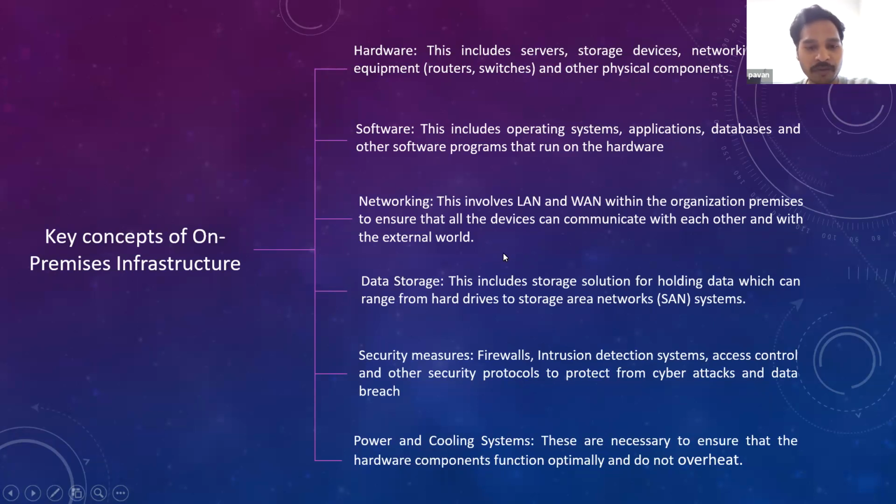And another important one is the power and cooling systems. As you know, whenever a device gets overused or is used to its full potential, it will overheat and stop working. So organizations have to continuously monitor their hardware when they are following the on-premises infrastructure.